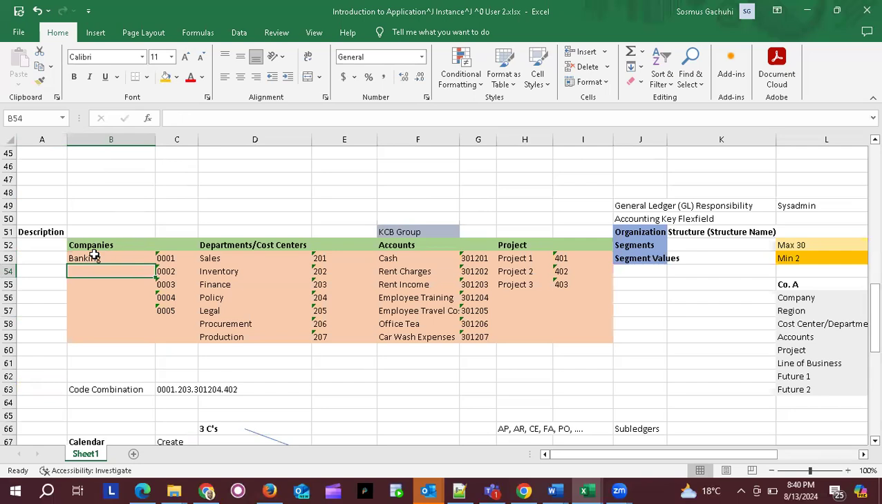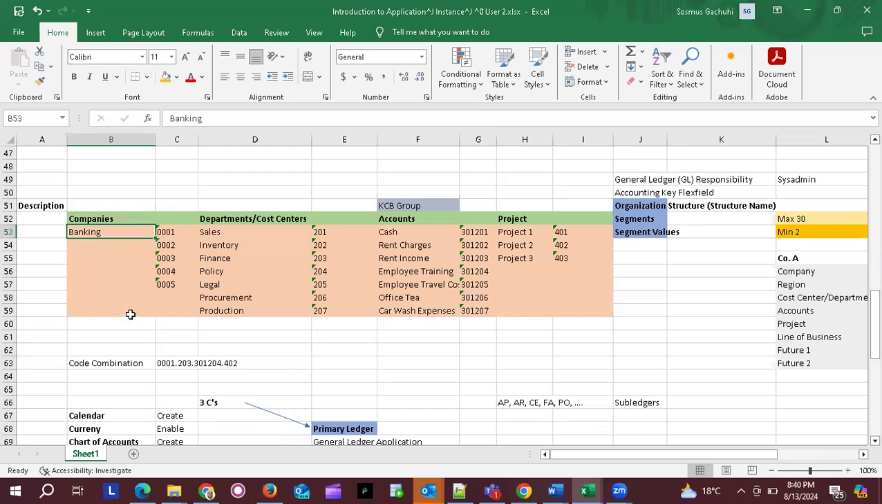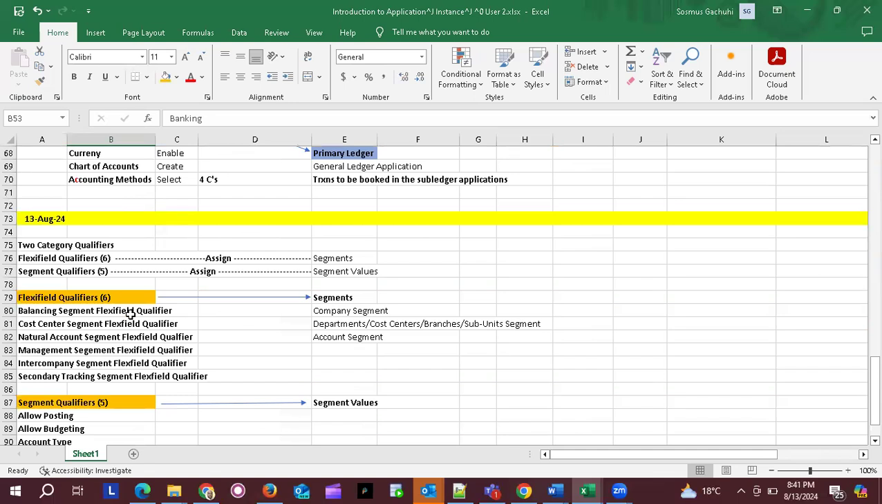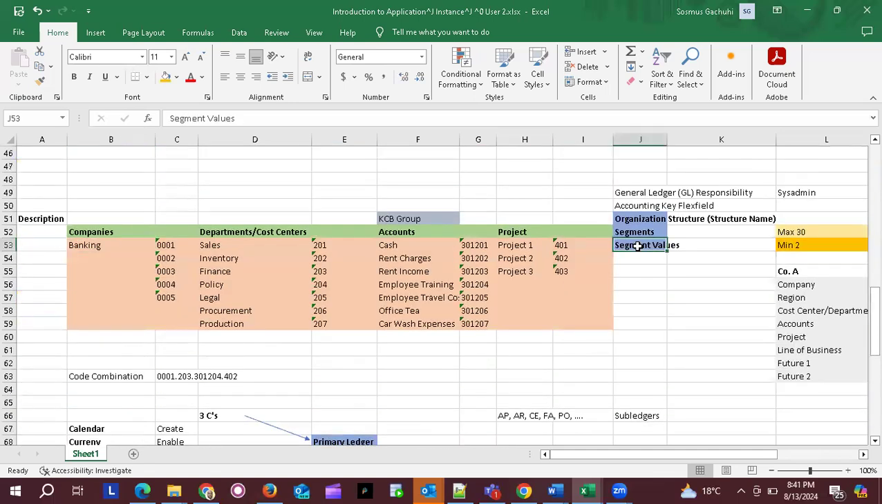So for this banking to have the qualities of a company segment, or a balancing segment, we have to assign the balancing segment qualifier to this segment of account. And once we assign it, we can go ahead and create a company under it. And a company will be created as a segment value.